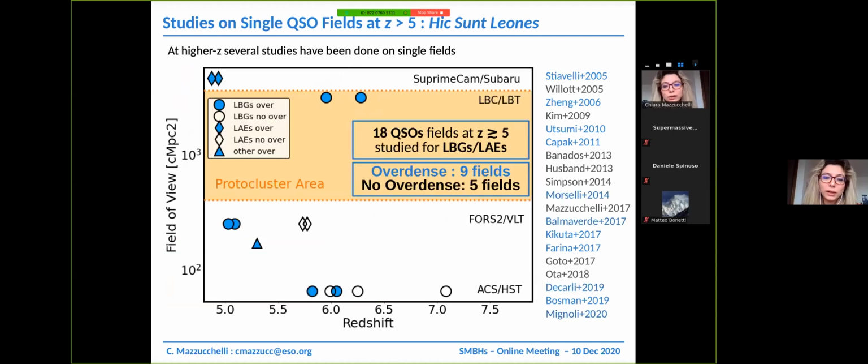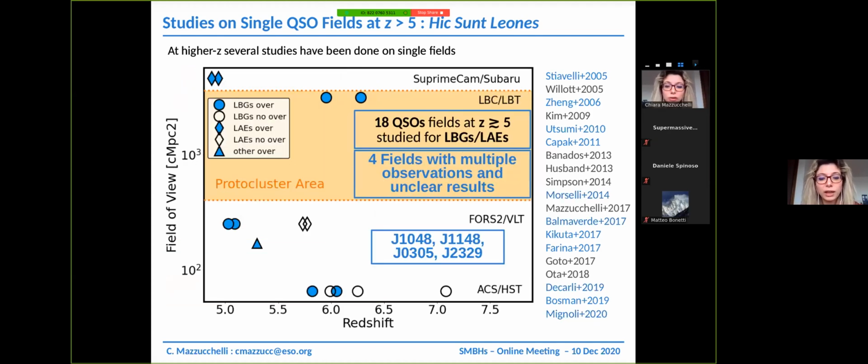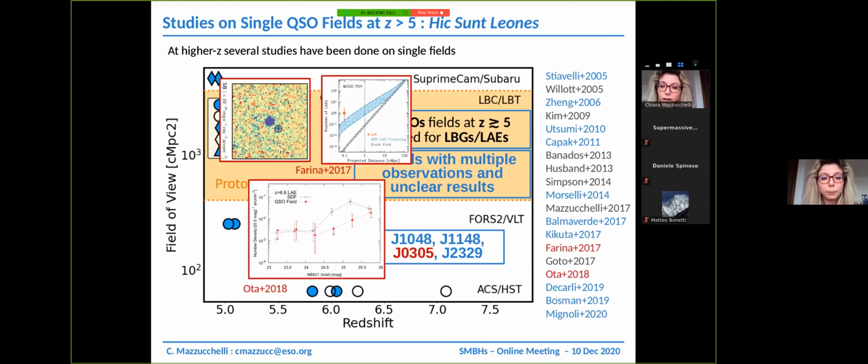On the other hand, as you may see, 9 plus 5 is not equal to 18, because we have some fields that actually have uncertain results. Some of the fields have even been studied by different groups with different techniques and give different results. I cite here a few examples. One is J0305, where Ota in 2018 could not find an overdensity of Lyman-alpha emitters with the Subaru telescope. But in our study led by Emanuele Farina with MUSE, we found a Lyman-alpha emitter very close to the quasar itself, as you see here in the plot, which might suggest the presence of a strongly overdense environment around this quasar.